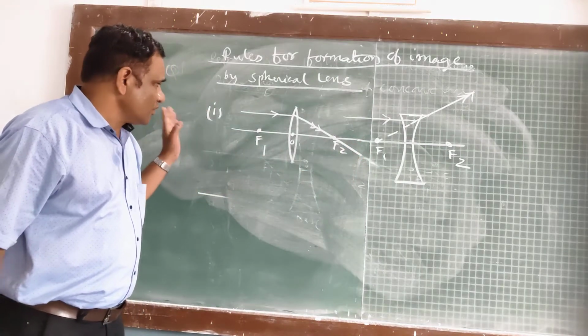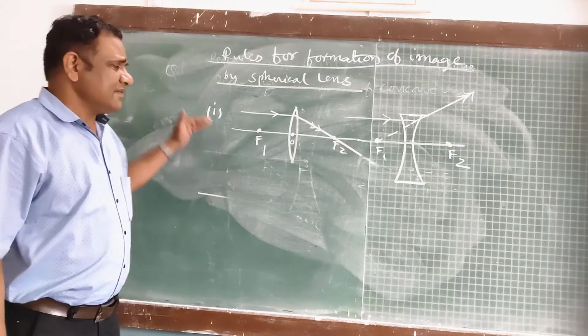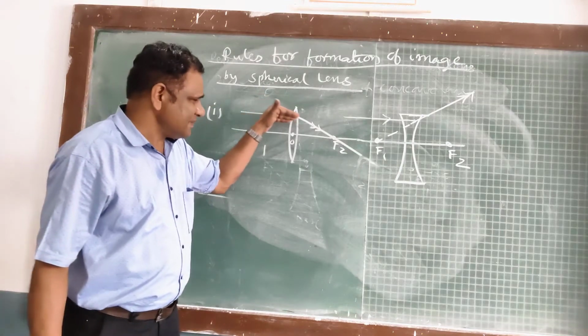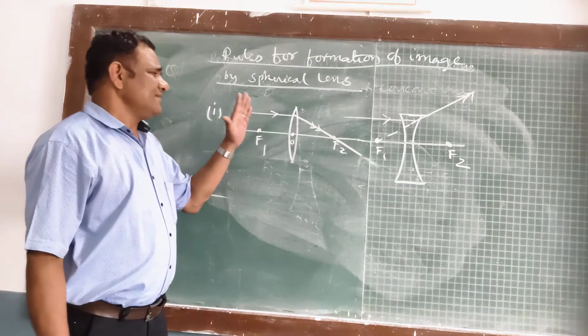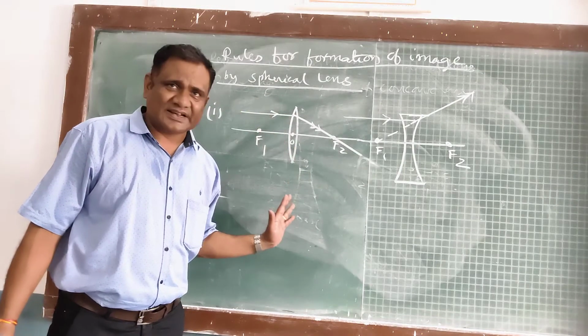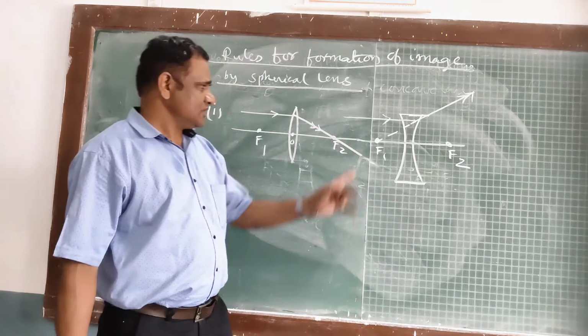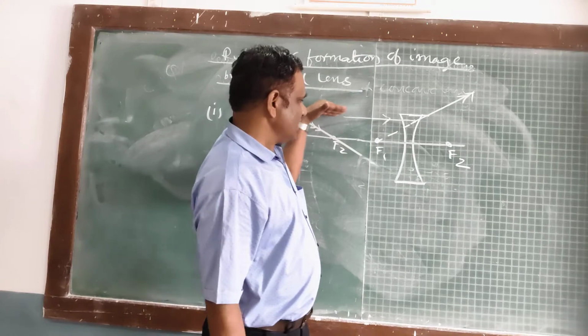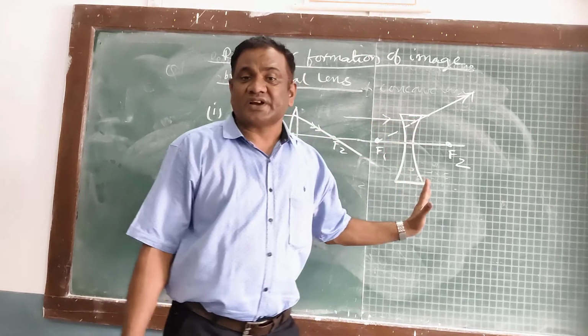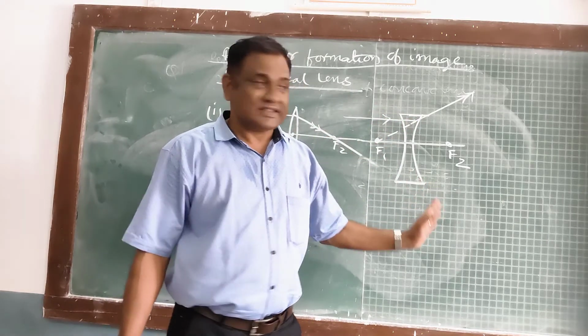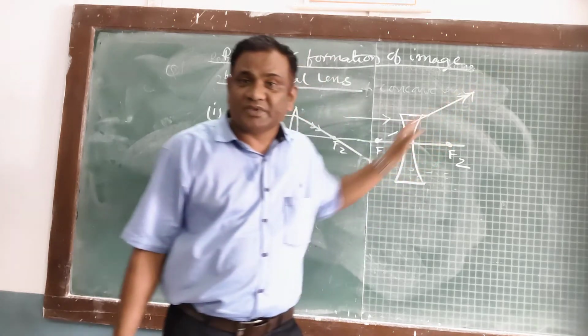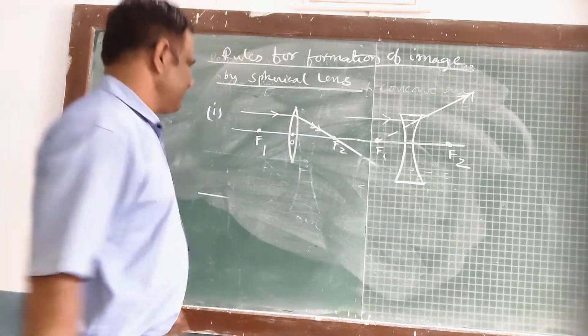Parallel rule. Rule number 1 for convex lens: when an incident ray is parallel to the principal axis, after refraction through the convex lens, the ray will definitely pass through its focal point. Here, when incident rays are parallel to the principal axis, after refraction by concave lens, the ray appears to come from the focal point.